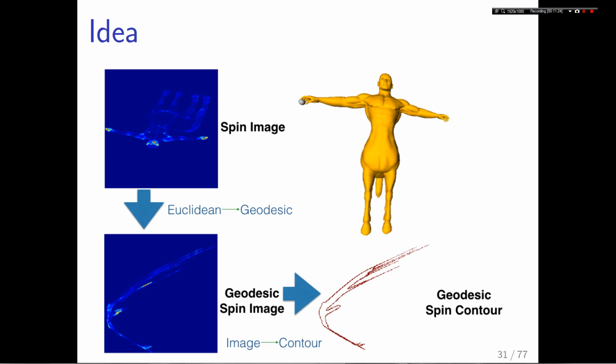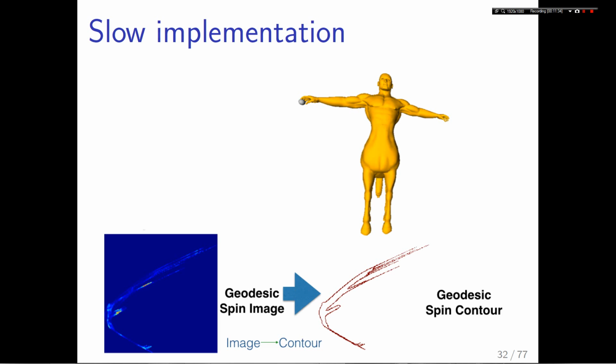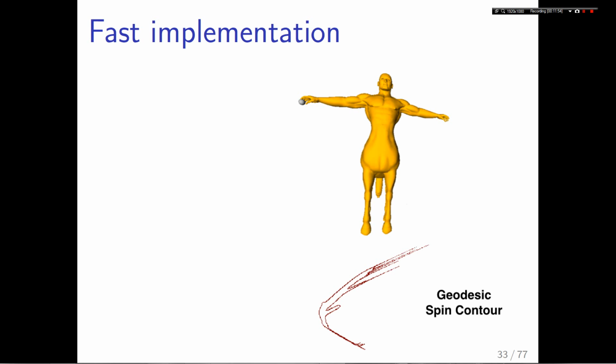So the idea is to first compute the geodesic spin image and then get the geodesic spin contour. But you can see that this will be a very slow implementation, because we need to first generate the geodesic spin image, and then we never use it, because what we use is the geodesic spin contour. How about we generate the geodesic spin contour directly from the shape? And I can tell you this is possible. From here, we will tell you a fast implementation.